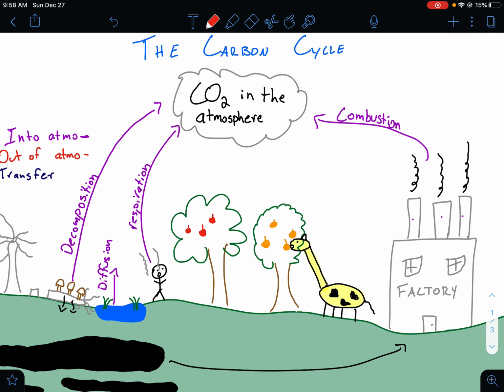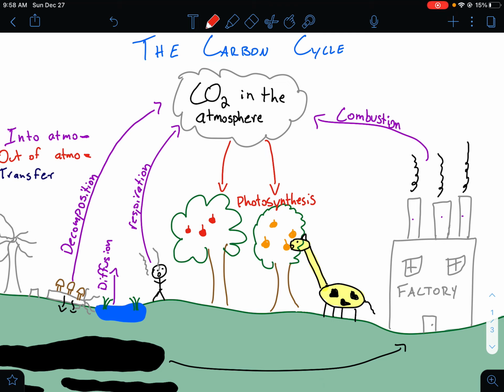Now we're going to swap, and we're going to take a look at stuff that is going out of the atmosphere. Okay, so let's start with the big one. Carbon dioxide going from the atmosphere into the trees through the process of photosynthesis. The carbon is going out of the atmosphere and into the trees through the process of photosynthesis. Those trees are absorbing that carbon dioxide.